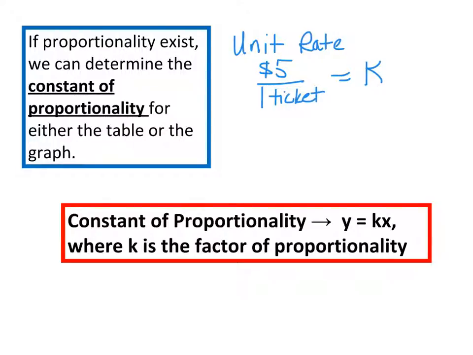From that, we can write the rule for this example, which would be y is equal to 5x, where 5 is our unit rate, $5 for one ticket, times the number of tickets will tell us how much those tickets cost.